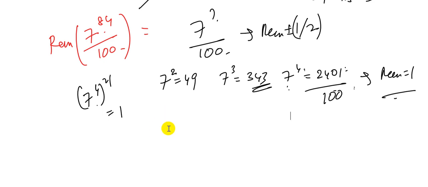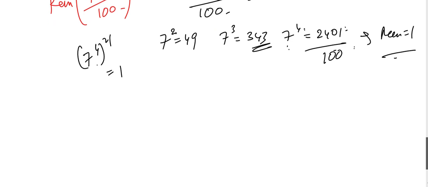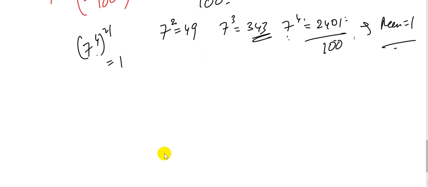So this is how you find the remainder of a number divided by another number. Is it clear? Everyone clear? Yes, sir. Okay. Let's look at another case.